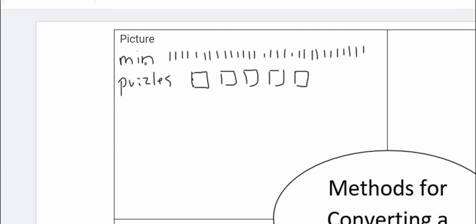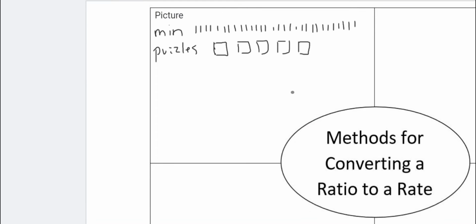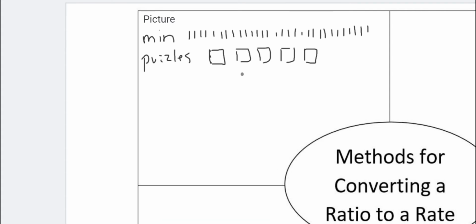So this is a ratio. They tell us it takes Maya 30 minutes to complete these 5 puzzles. But when you convert to a rate, you want to figure out how long it takes for one puzzle in this problem, one puzzle. So that means I want to break this up. Each of these puzzles needs to be its own little group, because I want to focus on one puzzle.